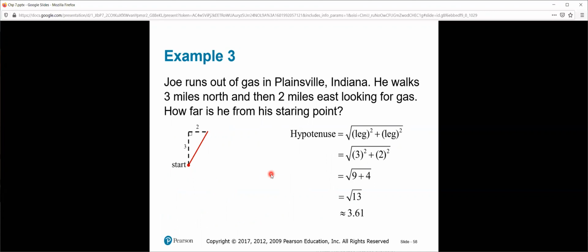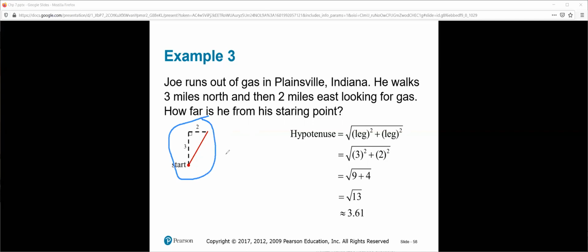Joe runs out of gas in Plainsville, Indiana. Okay town, at least not in Ohio, right? Okay, state, I should say. He walks north for 3 miles, and then he walks 2 miles east looking for gas. How far is Joe away from his starting point? Well, in this case, I would suggest you draw a picture. Lucky for us, they drew a picture.